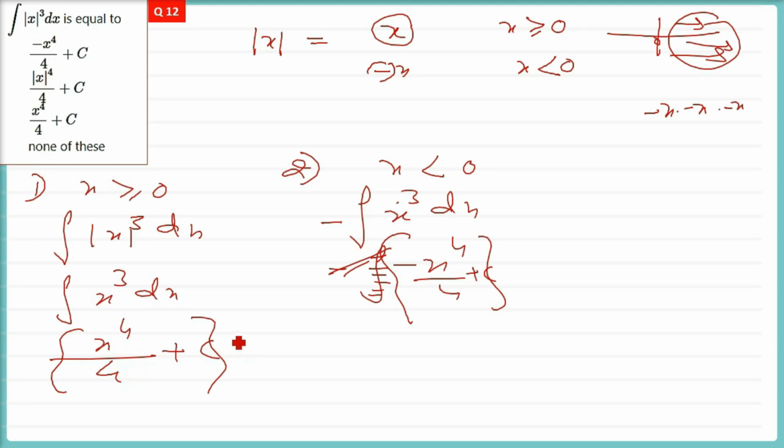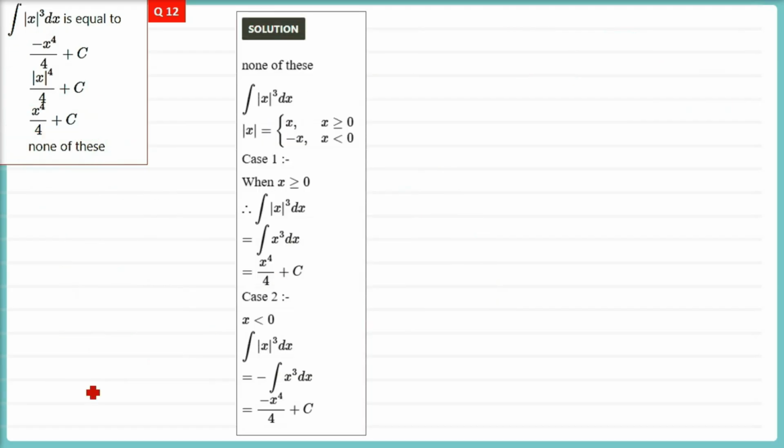So you are getting two values here, and both these values are given in the MCQs also. The first one and the third one, they both are coming. So you will say that it is none of these. So let me show it to you. This is how you're going to go about it.